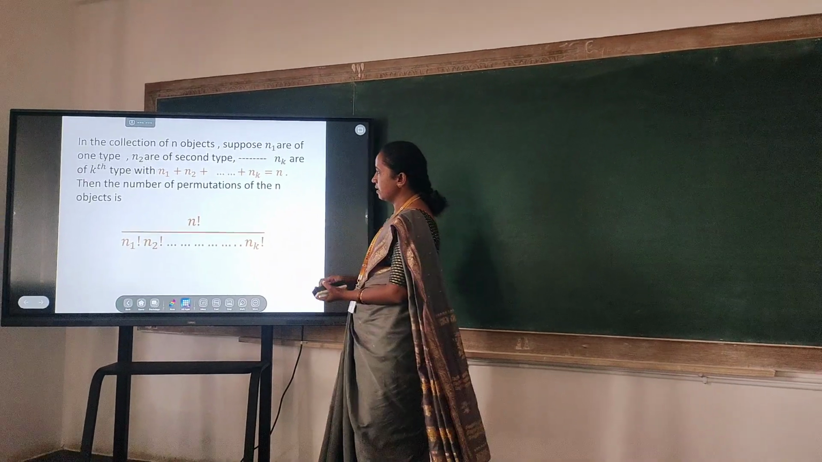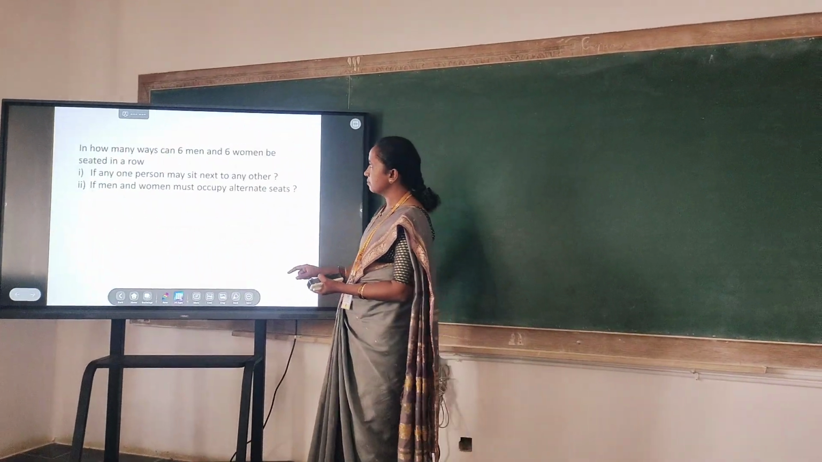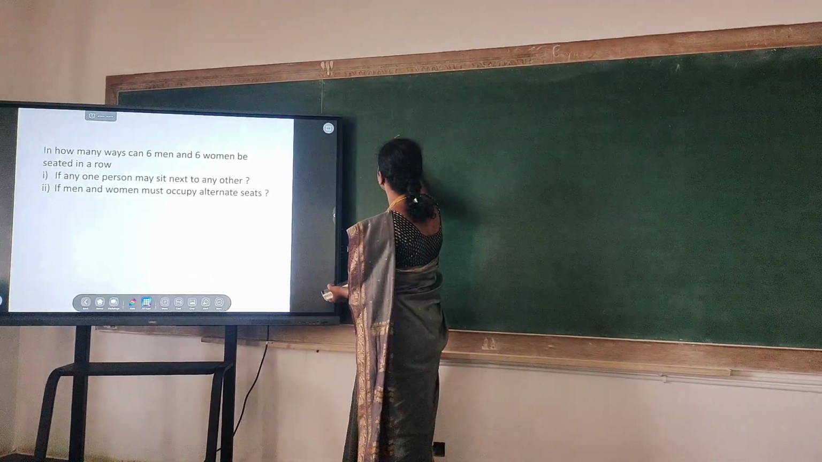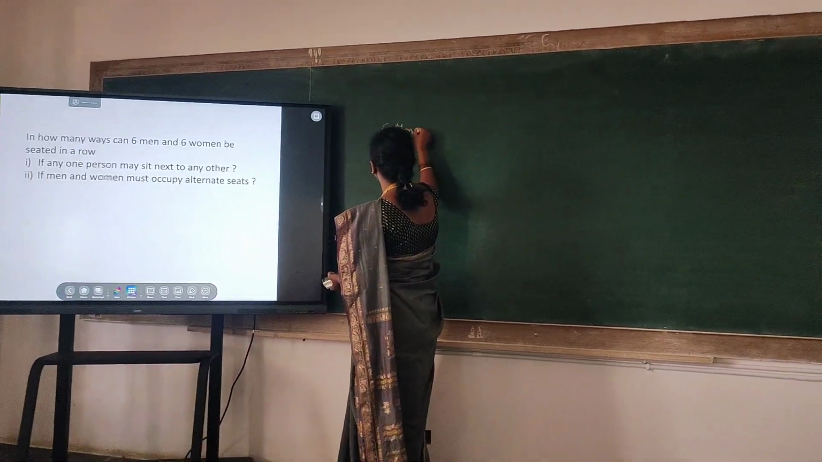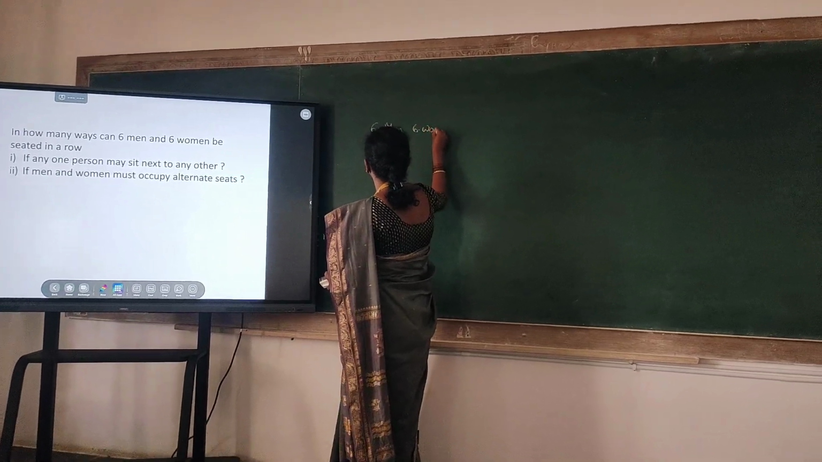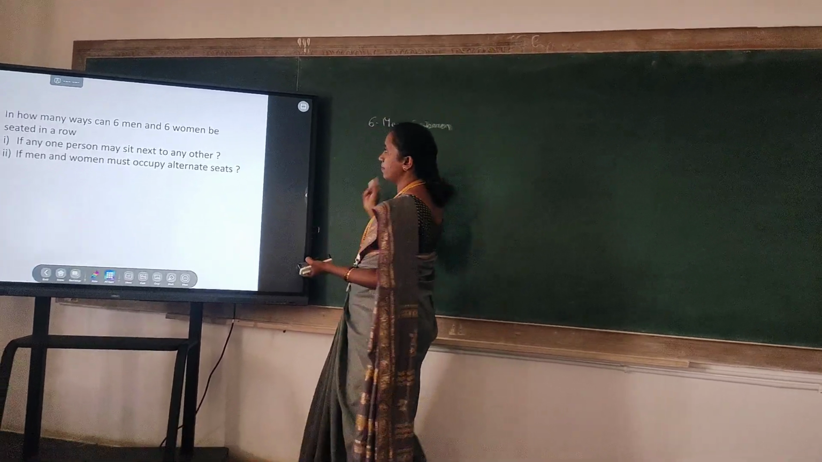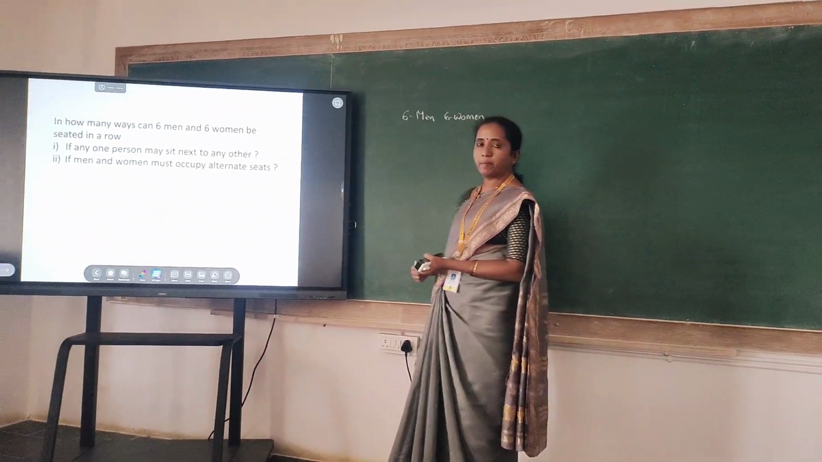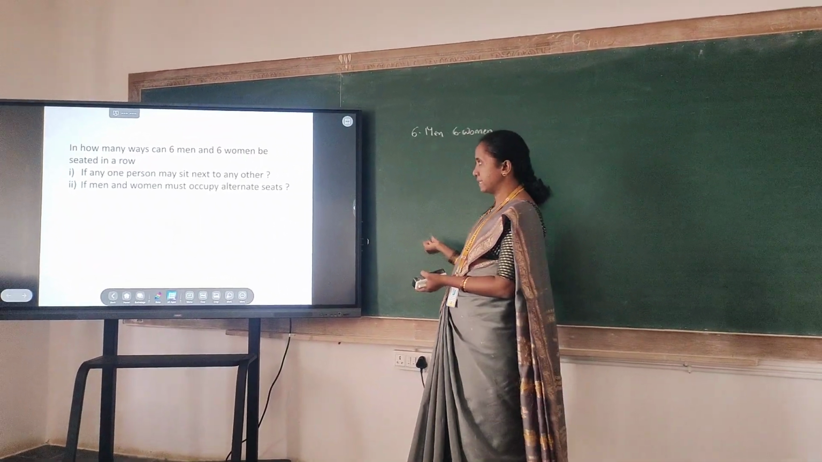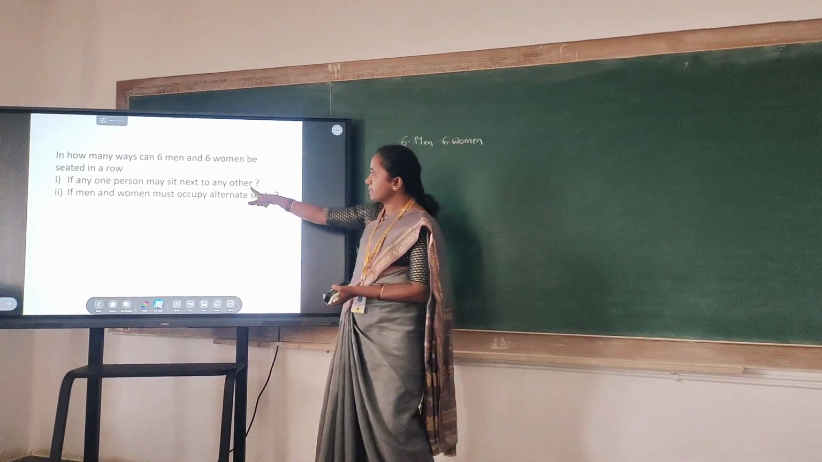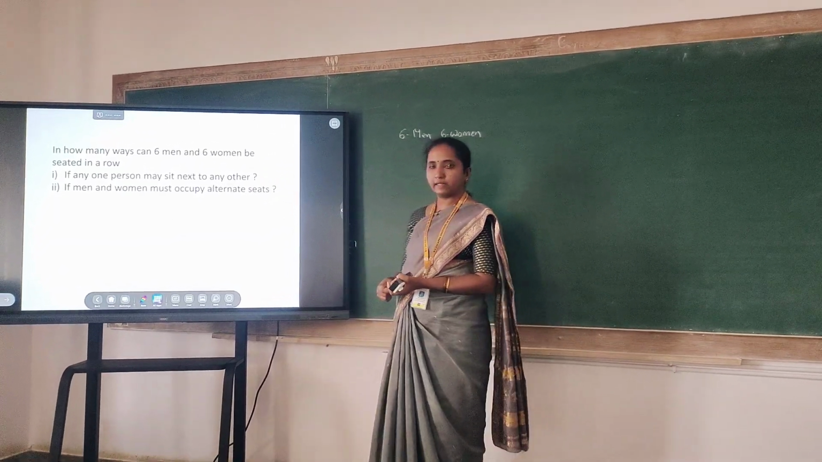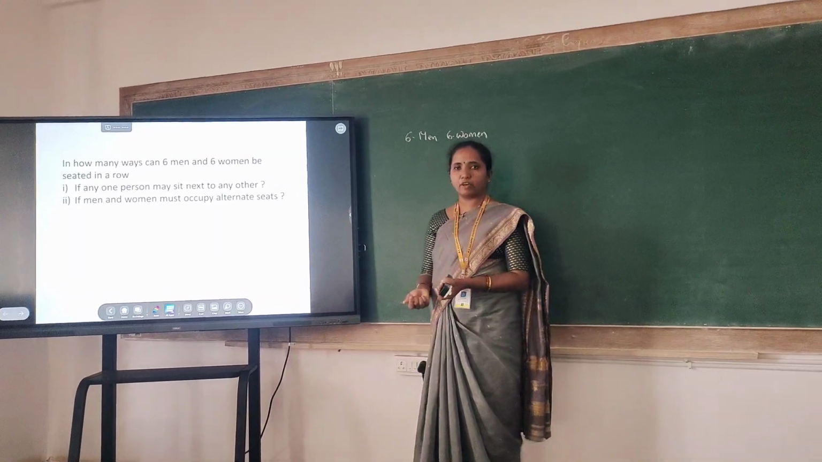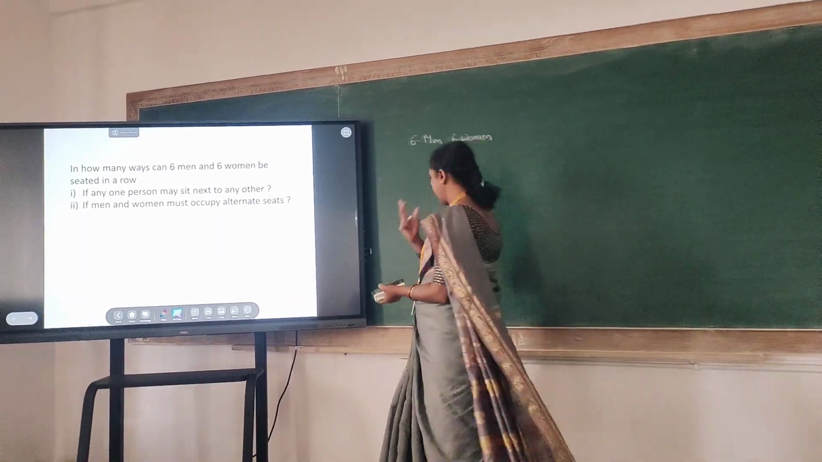Now let us solve some examples on this. Suppose 6 men and 6 women have to be seated in a row. We have to find out the number of ways they can be seated if any person may sit next to any other person. And the second condition is if men and women must occupy alternate seats.